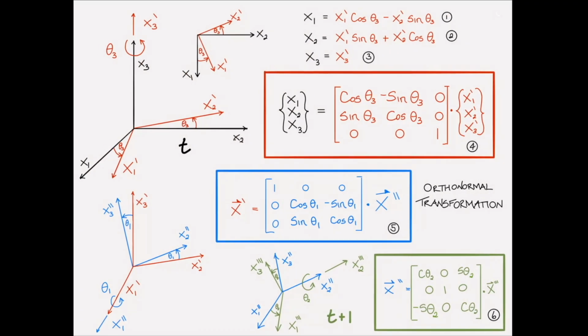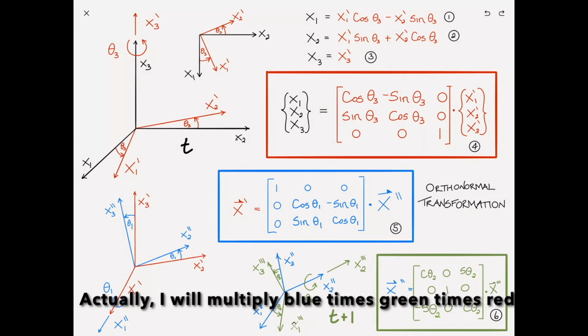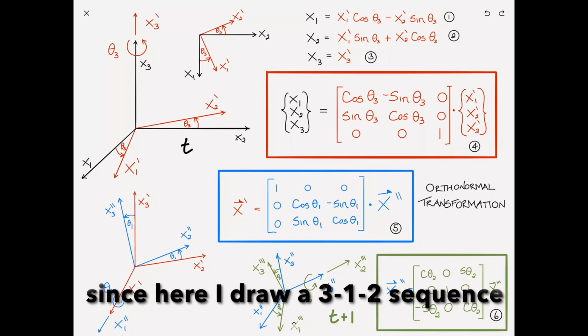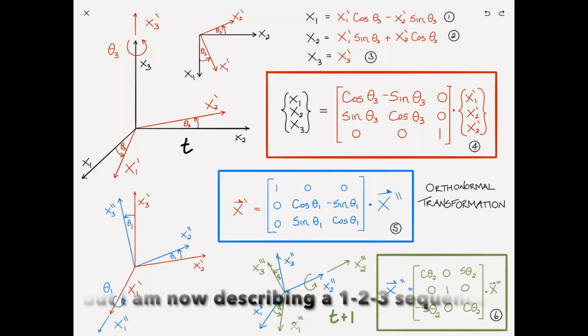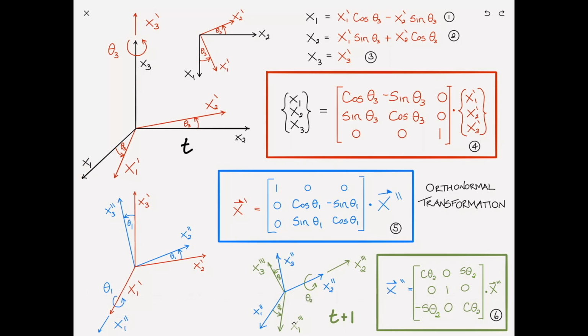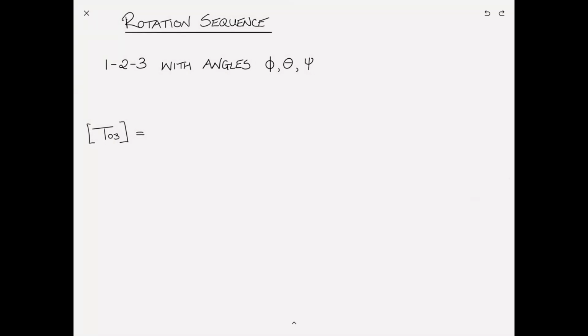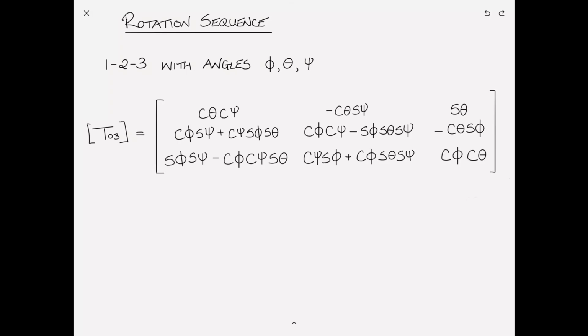Okay, so finally, putting it all together, if I take my preferred 1, 2, 3 sequence with angles phi, theta, and psi, then I can calculate T03. A reminder, I'm just multiplying the red, the blue, and the green matrices together. In this case, theta 3 will be psi, theta 1 will be phi, and theta 2 will be theta. And when I do that, I get the following matrix, where for shorthand, C is cosine of the angle and S is sine of the angle. If you picked a different sequence, then your overall transformation matrix, the T03 matrix, will look somewhat different from mine.